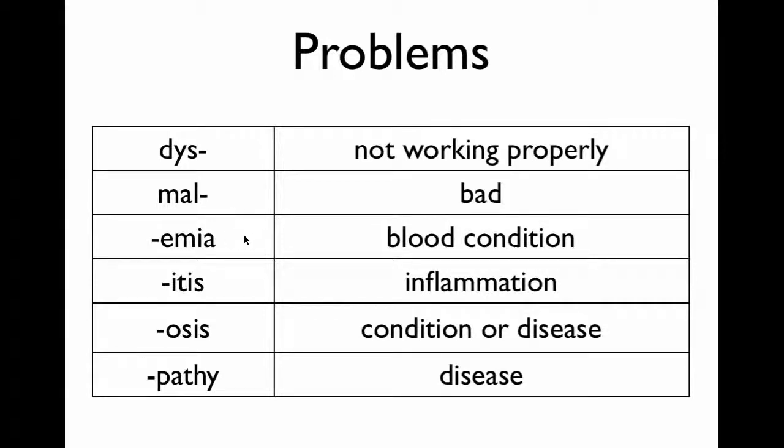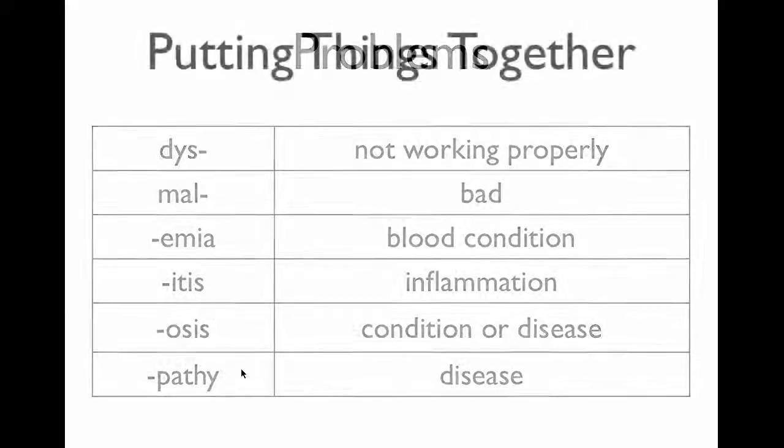Emia is referring to some sort of blood condition. An itis, anything with itis is an inflammation. And osis, that's just a very, very broadly used term for a condition or disease, as is the suffix pathy, for example. Neuropathy is a very broad term for a disease of the nervous system.